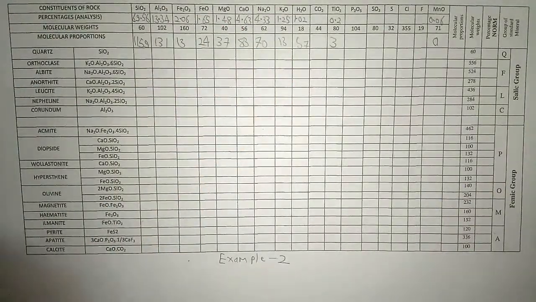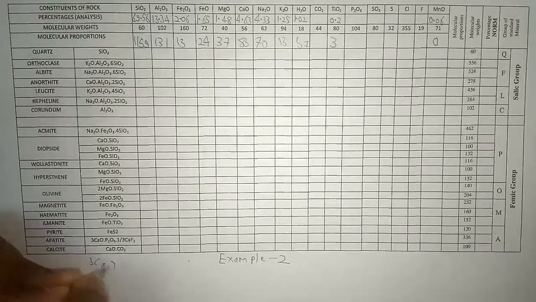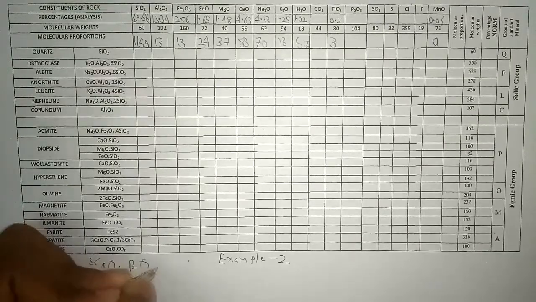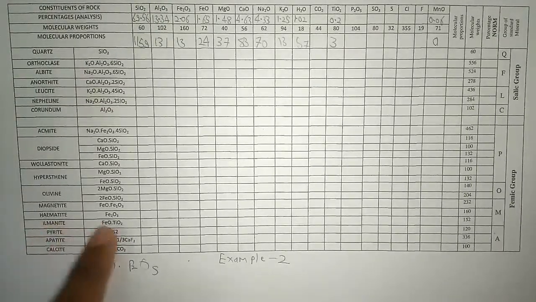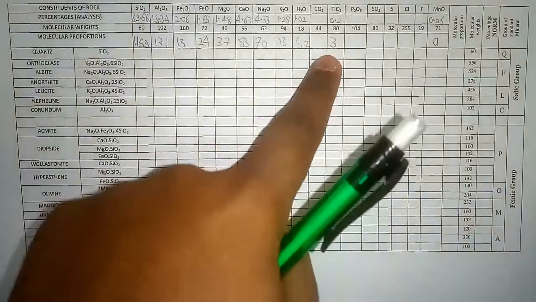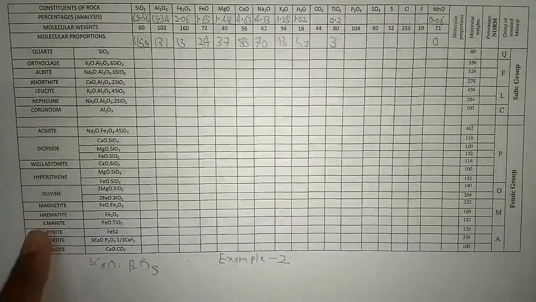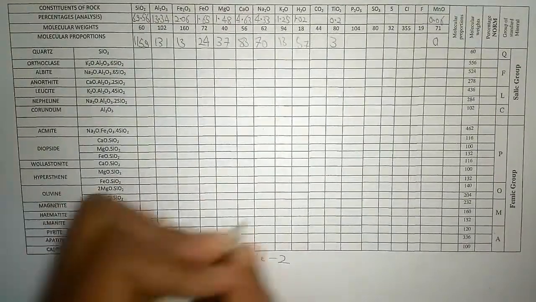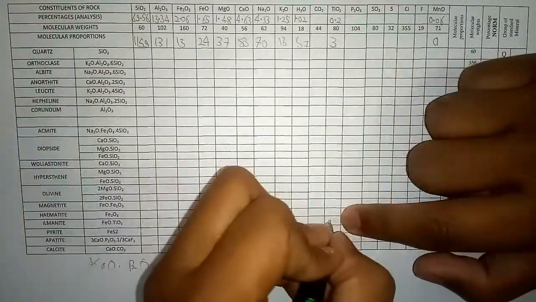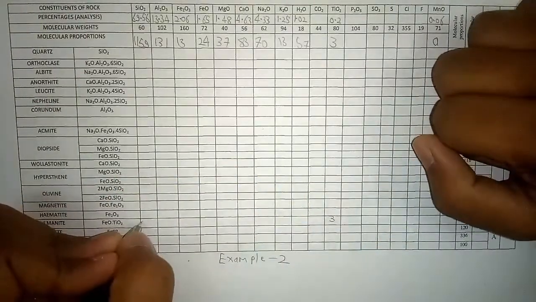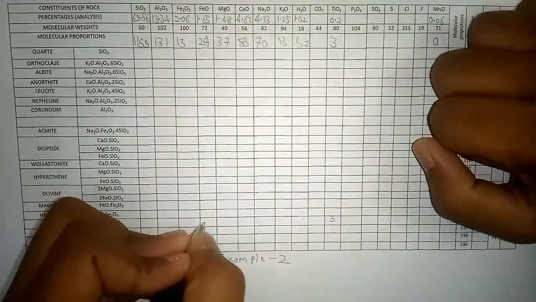Do you have S2? No, you cannot make pyrite. Do you have FeO and TiO2? Yes, you have TiO2, you can see here, it's 3, so you can make ilmenite. I will make ilmenite in the same row. This is 3, and this is FeO here.